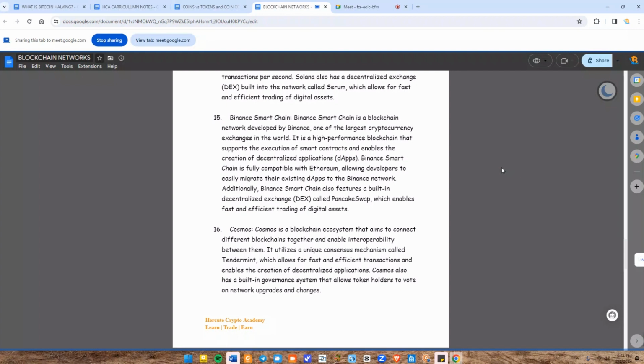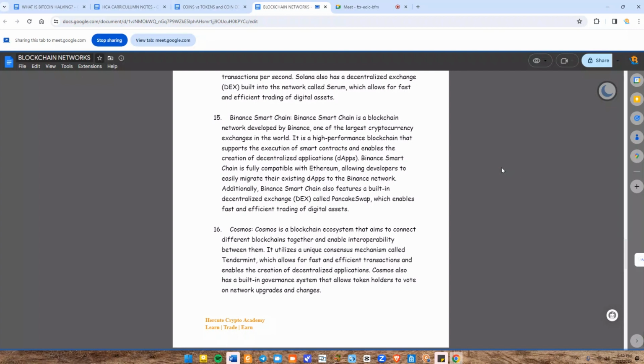So it's a blockchain network developed by Binance, one of the largest cryptocurrency exchanges in the world. It is a high performance blockchain that supports the execution of smart contracts and enables the creation of decentralized applications. Binance Smart Chain is fully compatible with Ethereum, allowing developers to easily migrate their existing dApps to Binance Network. And I believe this is because initially, like I mentioned, the Binance coin or the BNB coin was initially built on Ethereum, and they were able to graduate and become its own independent blockchain network.